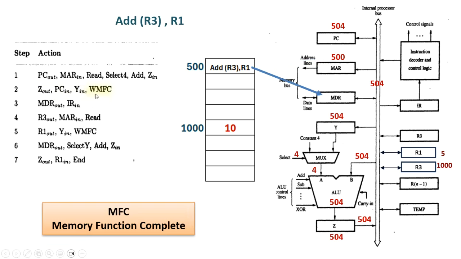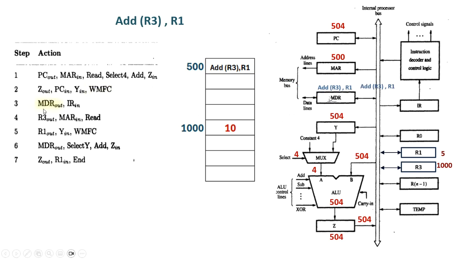Then we can move to the WMFC control signal. MFC is nothing but memory function complete. Whenever we do a read or write operation, your processor reads the data from or writes the data to the RAM. It takes some time to read or write, so we have to wait for this. So this control signal is called wait for memory function complete. After a successful read, the data is moved into the MDR register. If this control signal is successfully completed, we can get the instruction present in the MDR.